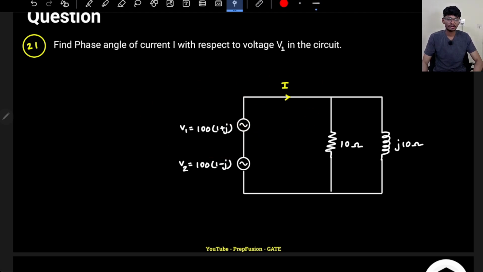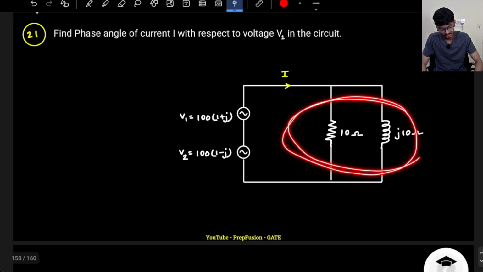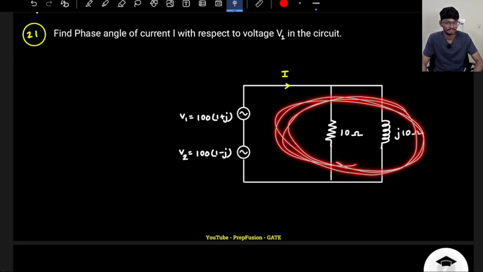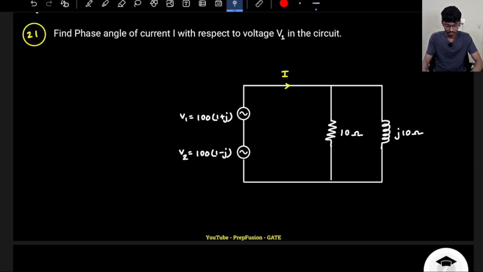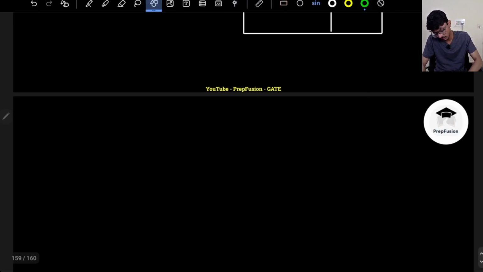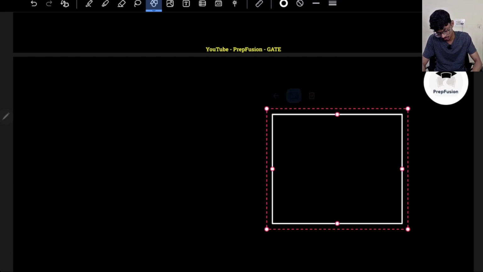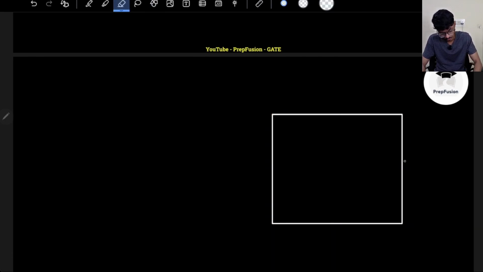Again, what you can do is replace this whole thing with the equivalent impedance, and you can add these two voltages to find the value of I, because phasors can be added, right? So I will convert this into an equivalent circuit. In the equivalent circuit, I am converting this into an impedance.